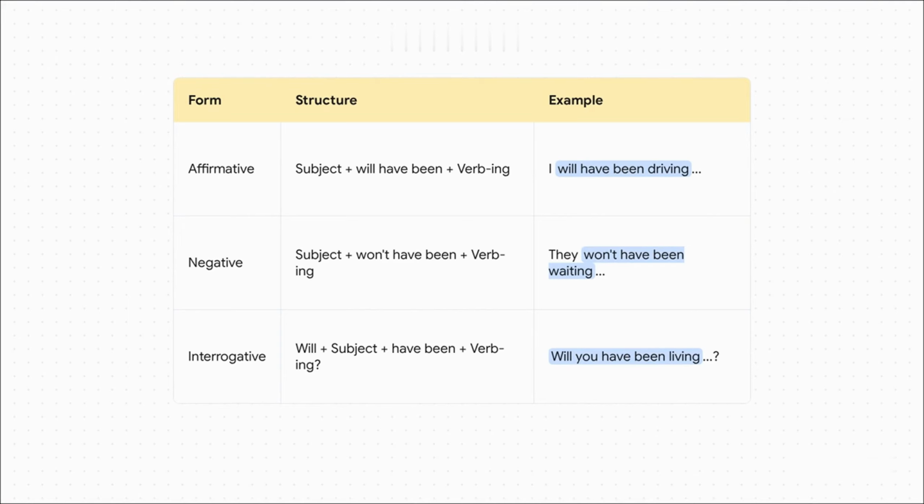To make it negative, will just flips to won't, so they won't have been waiting. And to ask a question, you just pop will to the very front. Will you have been living here? But look closely, the most important part, that have been plus the ing verb, it stays exactly the same every single time. That's your anchor.